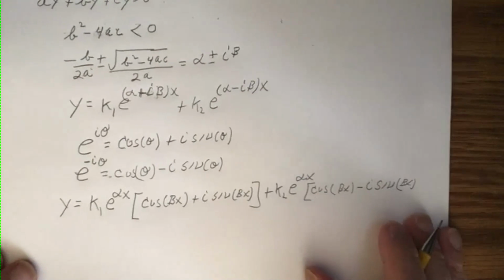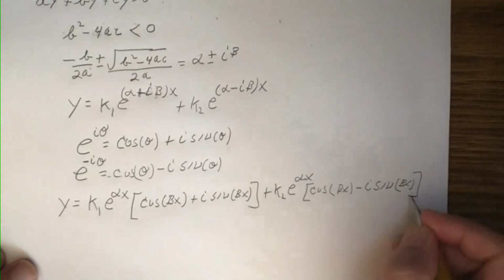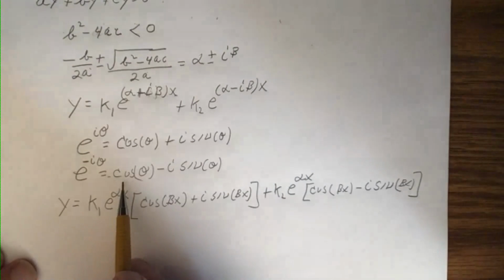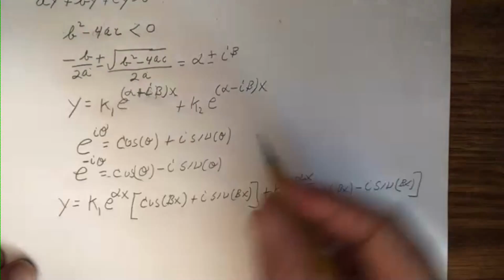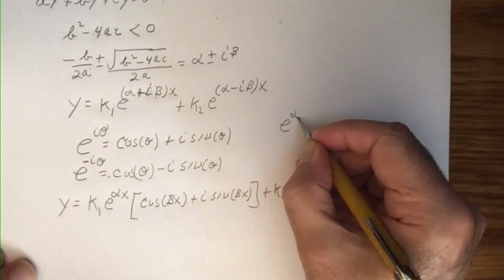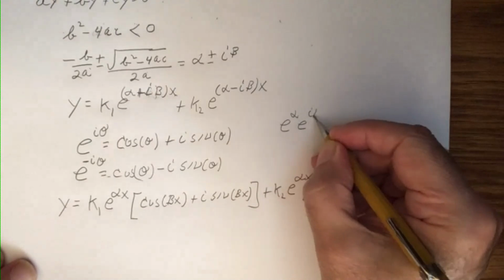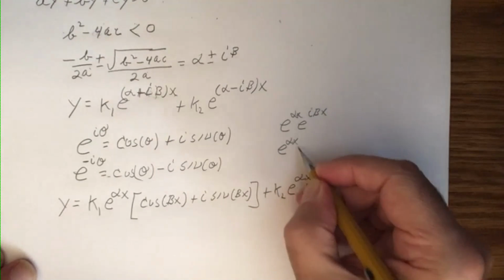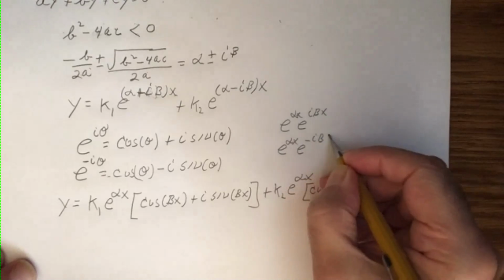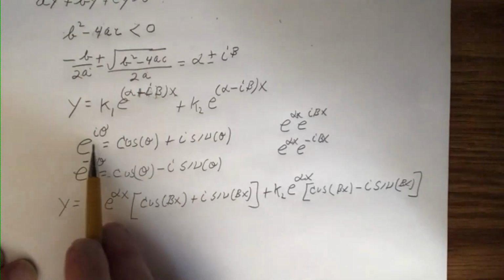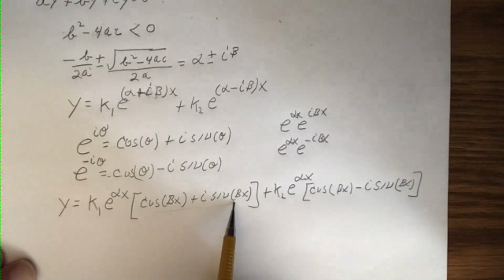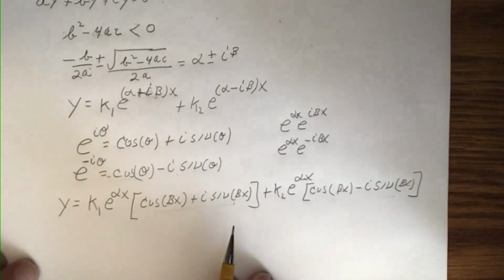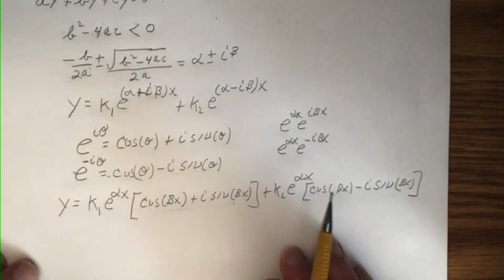Okay, so all I did here was take this I beta x and break it down. In other words, let me put another step in here. I can write this like this. So now I'm using this equation, replacing this with this. And this is Euler's equation.